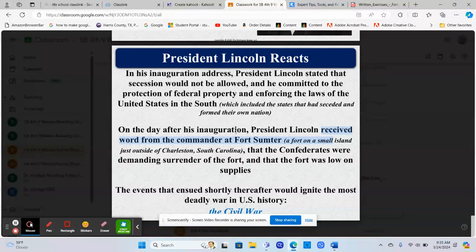On the day after his inauguration, President Lincoln received word from the commander at Fort Sumter, a fort on a small island just outside of Charleston, South Carolina. So Fort Sumter is in South Carolina. The Confederates were demanding surrender of the fort, and the fort was low on supplies. The event that ensued shortly thereafter would ignite the most deadly war in U.S. history, the Civil War.